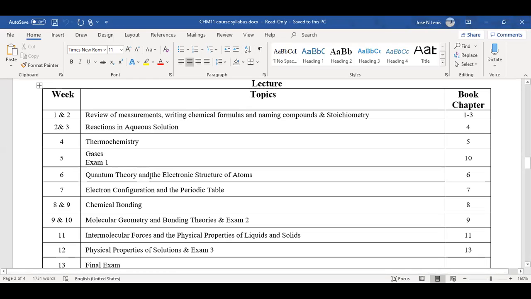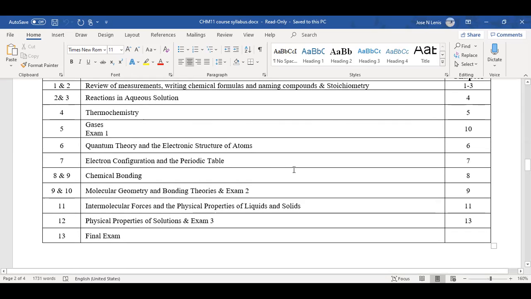The next chapter, chapter 6, during that week, that will be February, we talk about quantum theory and electronic structure of atoms. The next one, chapter 7, the electron configuration and the periodic table. All right, that's the periodic table. And we go in the same order.